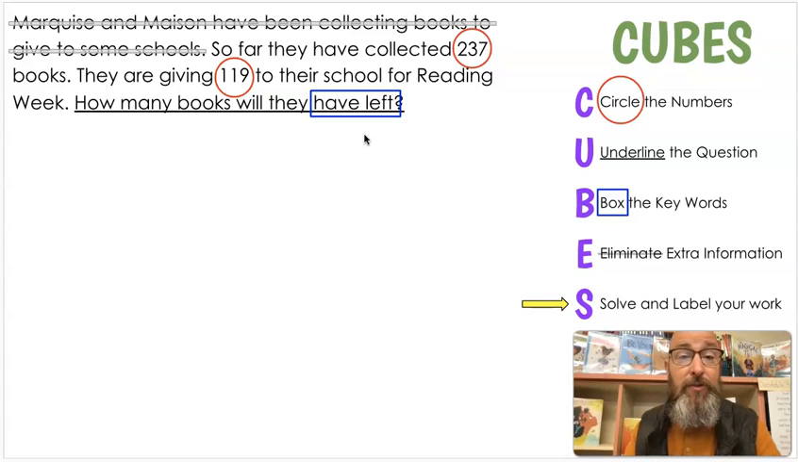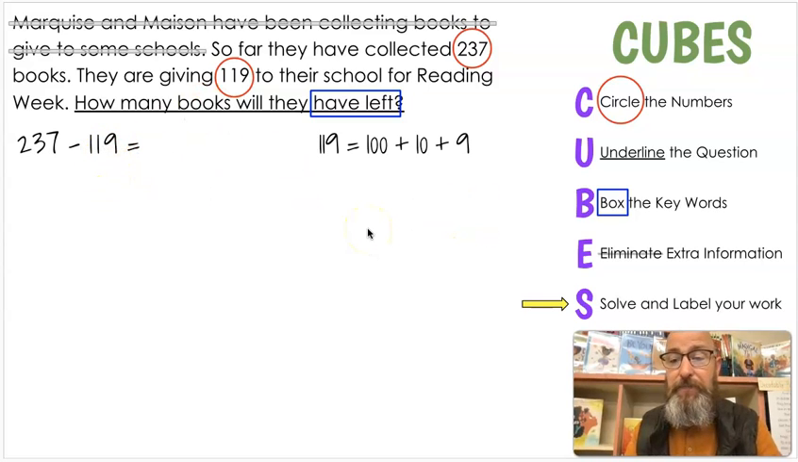So what's our equation going to be? They collected 237. They're giving away 119. So that's going to be my equation. 237 minus 119. Now I always take the subtrahend and I break it up into expanded notation. So if I break 119, it's going to be 100 plus 10 plus 9. And then I'm going to subtract in those steps. I'm going to subtract 100 first.